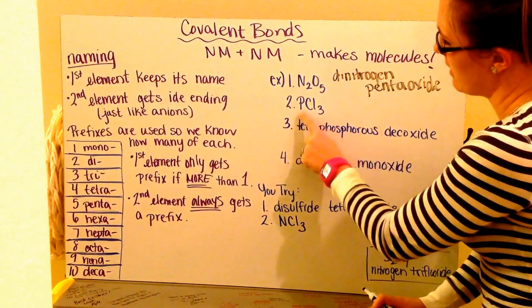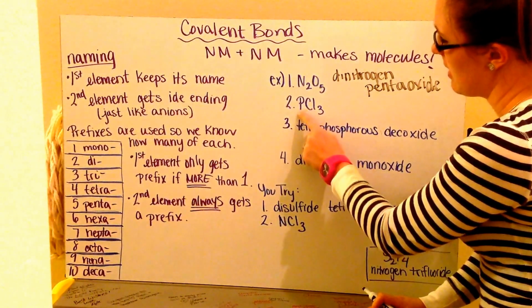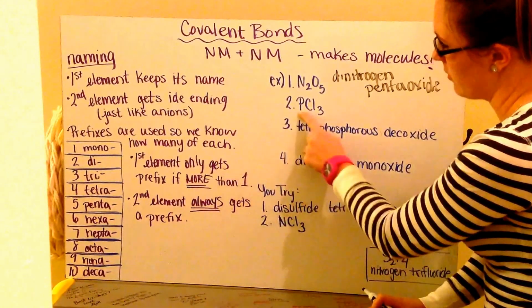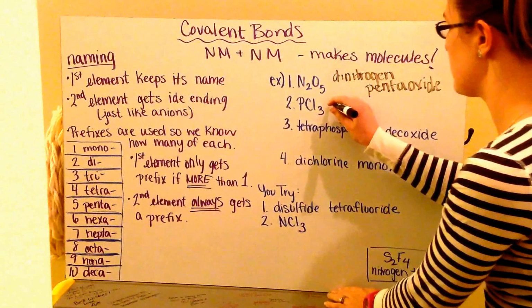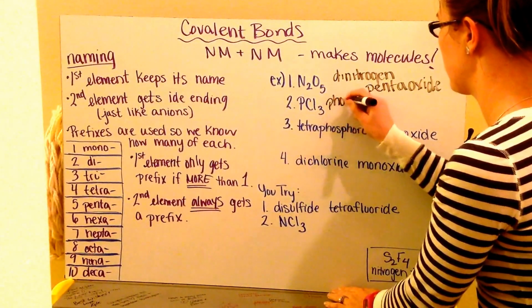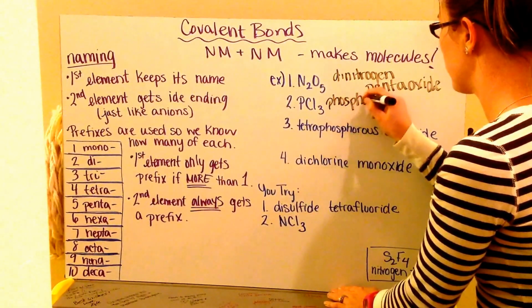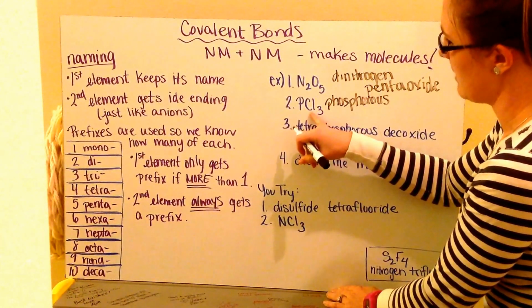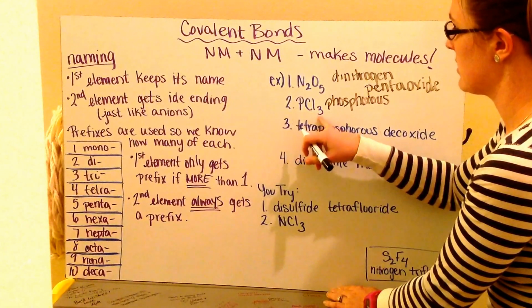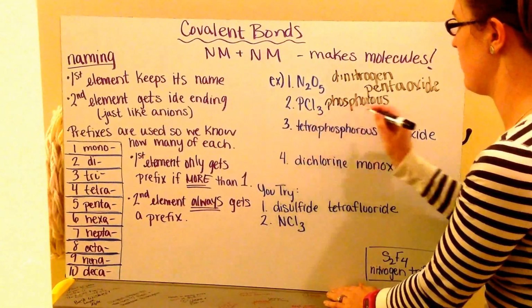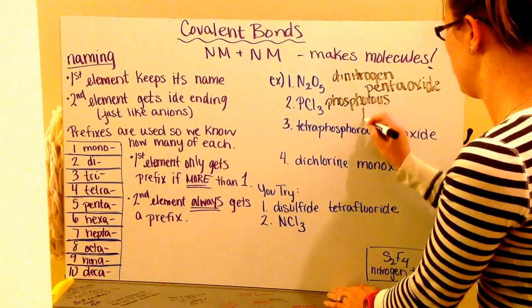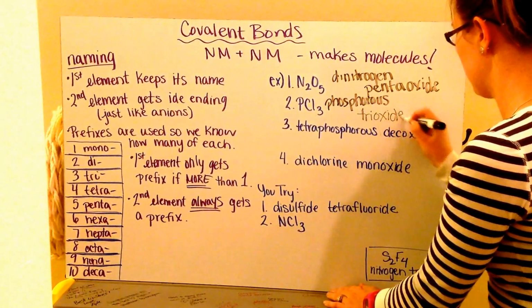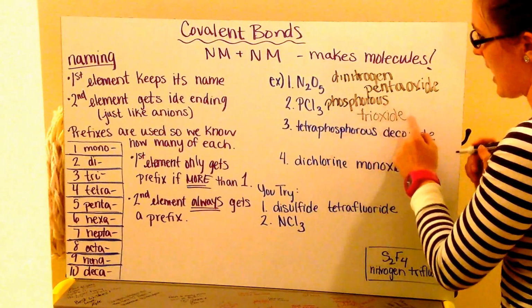My next example, I have PCl3. Again, covalent because they're two nonmetals. But my first nonmetal, I only have 1. I do not start with mono, so I just write phosphorus. Now for my second element, I use my IDE ending, and I start with my prefix tri because I have 3 of them. So I have phosphorus trichloride.